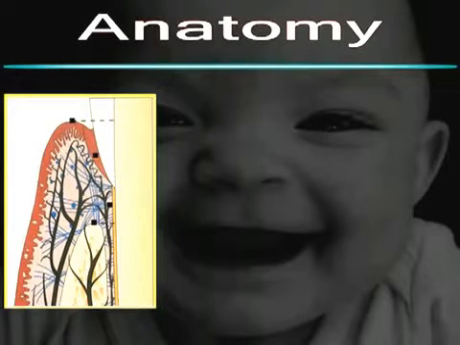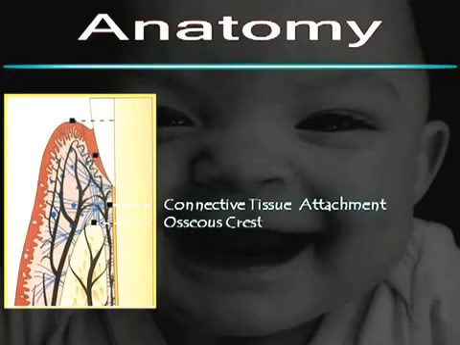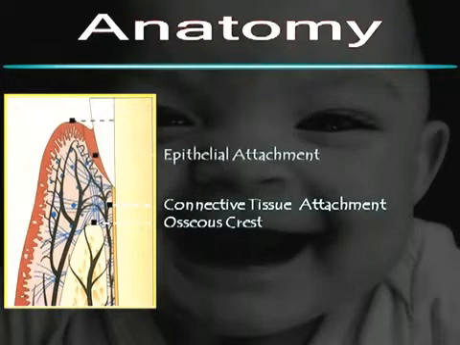This longitudinal schematic section shows the relationship of the underlying bone to the soft tissue. First, there is the osseous crest. Then, just superior to the crest is the connective tissue attachment to the root surface. Above that, here it's shown on enamel, but in the adult, the epithelial attachment will be on the root surface.